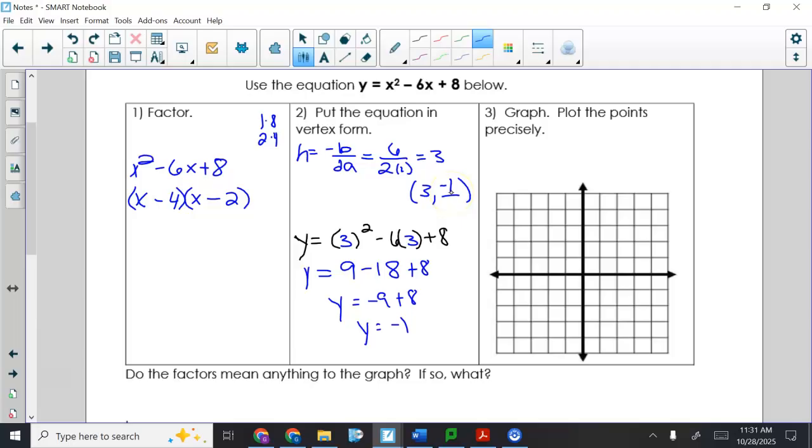Now, if I want to put that actually in vertex form, that is a specific y value, but putting it in vertex form, we would go y equals, our a is going to be 1, because it started out as 1, so we don't need to put anything in front of the parentheses. x minus h squared, and then minus k. So this said that it starts 3 to the right and down 1, or you can think of this, the vertex is 3, negative 1.